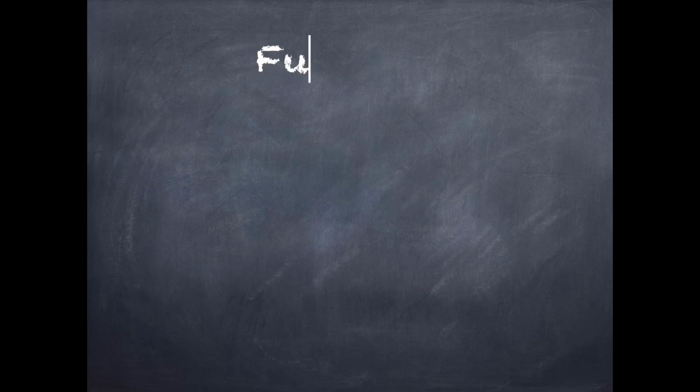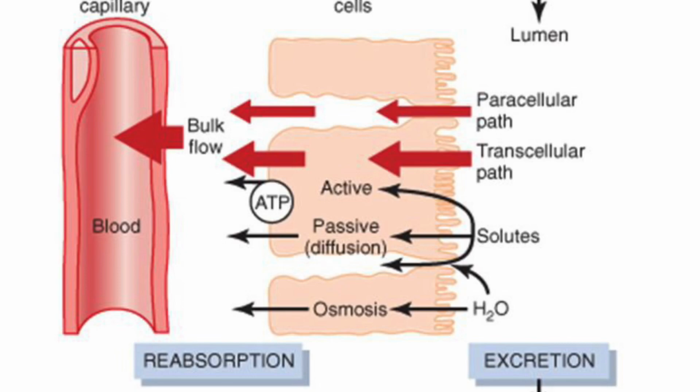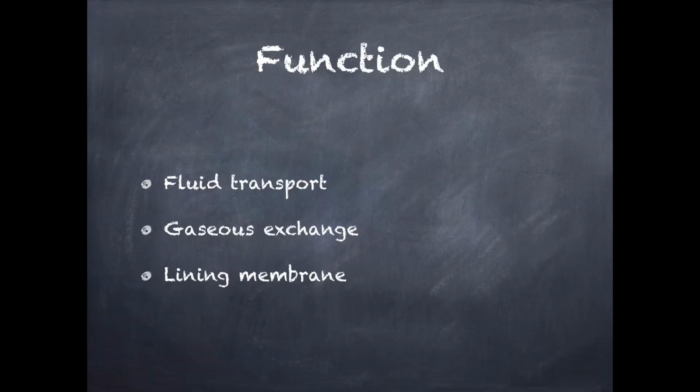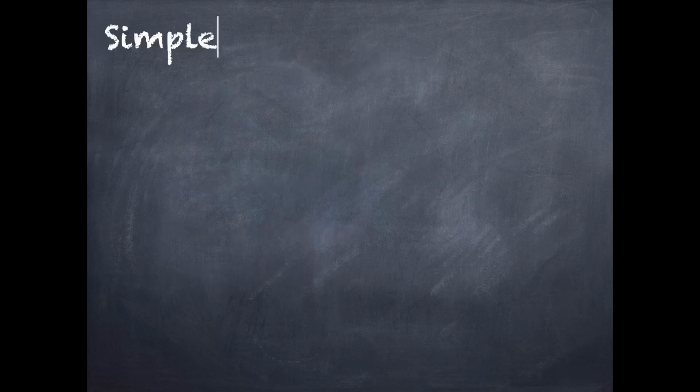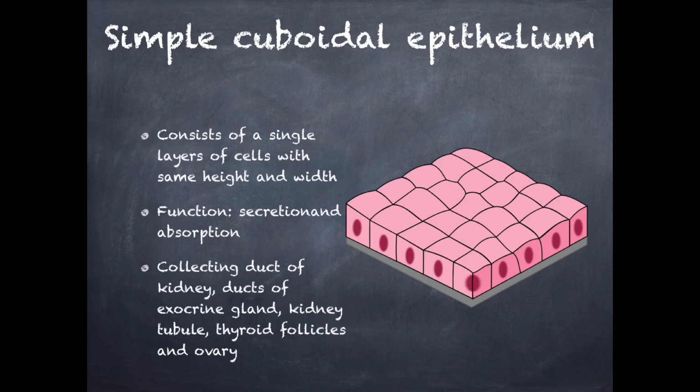Remember the mnemonic A, B, C, D, E. This epithelium helps in fluid transport in the kidney, gaseous exchange in alveoli, and works as a lining membrane in the coelom as well as blood vessels. Now, simple cuboidal epithelium. This epithelium consists of a single layer of cells with the same height and width. Main functions include secretion and absorption.